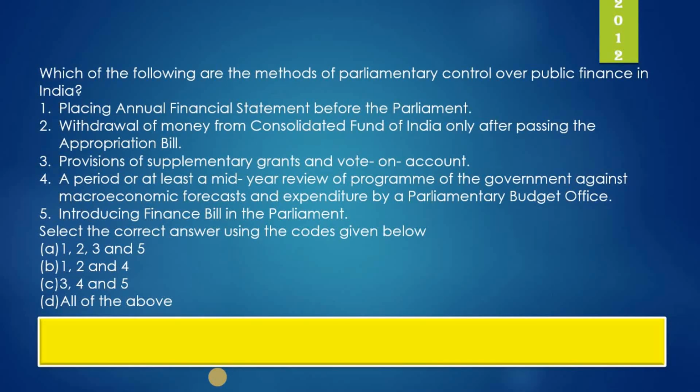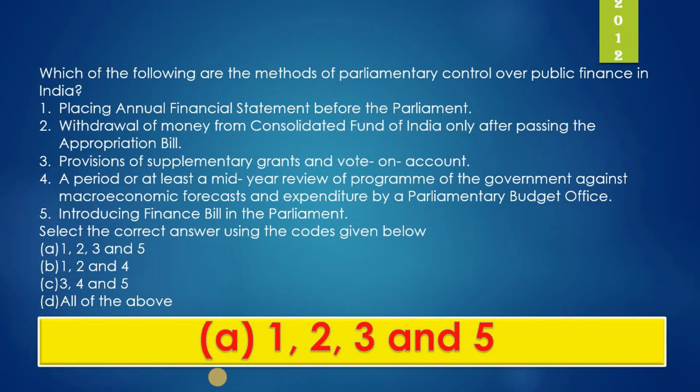Next question. Which of the following are the methods of parliamentary controls over public finance in India? The statements are: placing annual financial statements before the parliament, withdrawal of money from the Consolidated Fund of India only after passing the appropriation bill, provisions of supplementary grants and vote on account, a period of at least a mid-year review of programs in the government against macroeconomic forecast and expenditure by a parliamentary budget office, or introducing financial bill in the statements. The codes are 1, 2, 3 and 5, 1, 2, 4, 3, 4, 5, or all of the above. So the answer is option number A, that is 1, 2, 3 and 5. These four are the basic methods of parliamentary control over the finance in India.